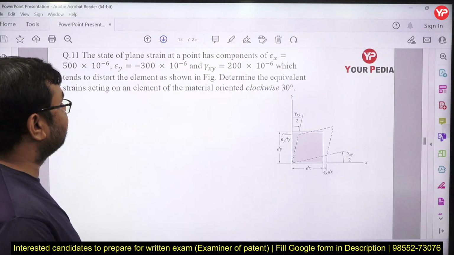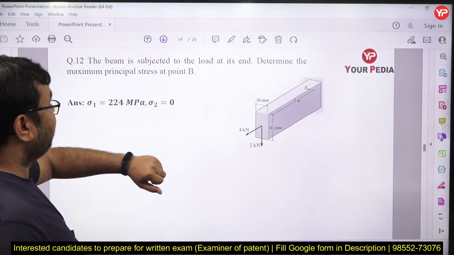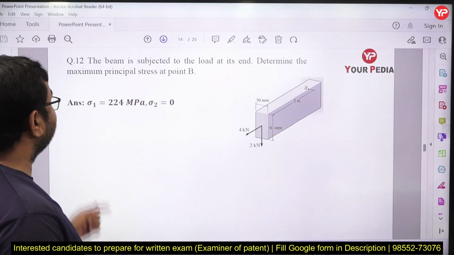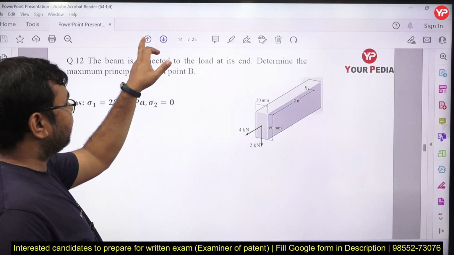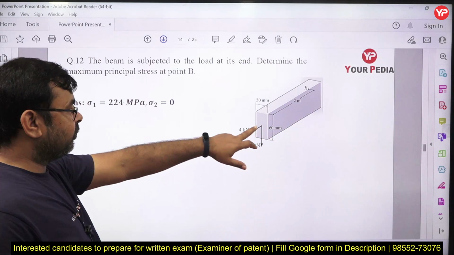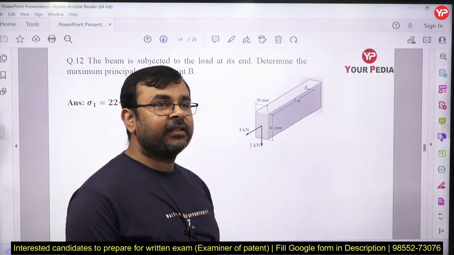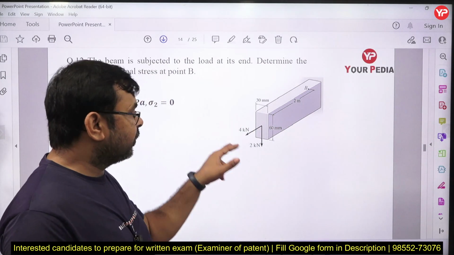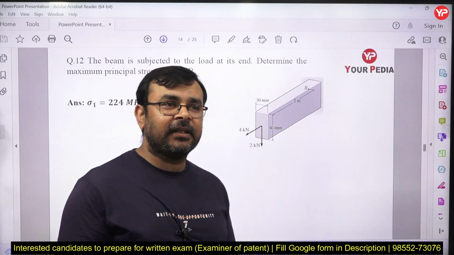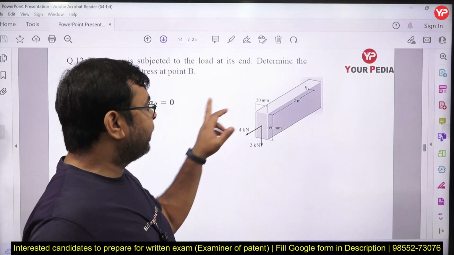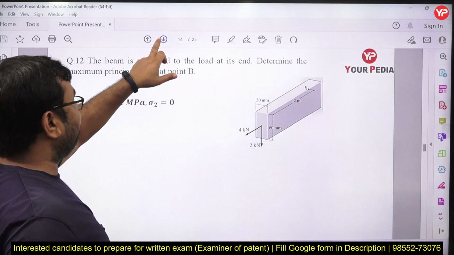Again you can see this is from a strain rosette problem, and you can see the beam is subjected to load at the end, determine the maximum principal stress. Obviously this is from the combined stresses chapter, in which you can see here we have two forces, one is an axial load and another one is a transverse load. Then obviously due to the transverse load we can get direct shear stress as well as bending stress, and this is normal stress. So what you have to do is, on the basis of this loading condition you need to draw the state of stress first, and once you get the state of stress then you can easily determine what the maximum and minimum normal stress may be.